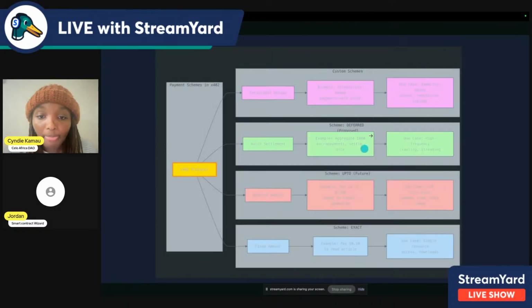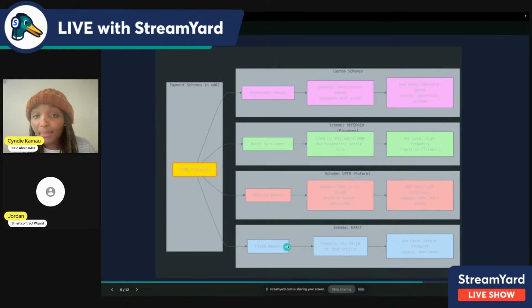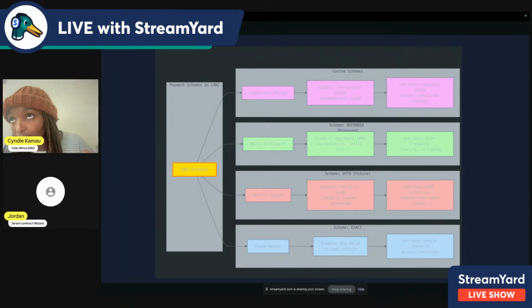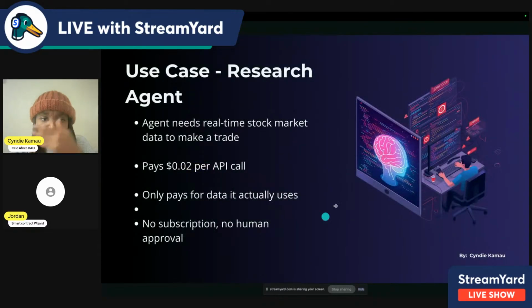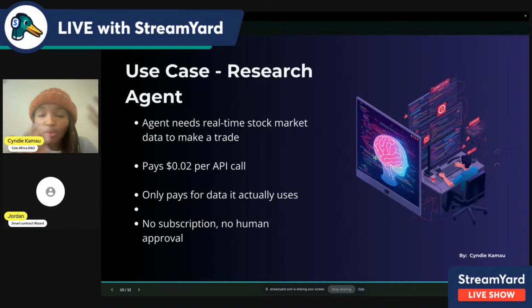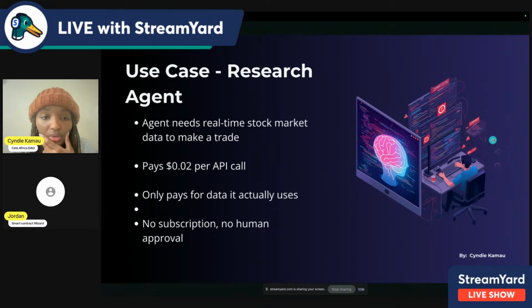And like I said, right now we have the fixed amount payment. So you can pay, let's say, 0.001 per API call or something like that. But other systems are coming up as well, where you can have a tiered amount, or batch payment systems if you need to process many payments at once. And then you can also create your custom scheme. And this is just a use case, like the weather agent that we had talked about.